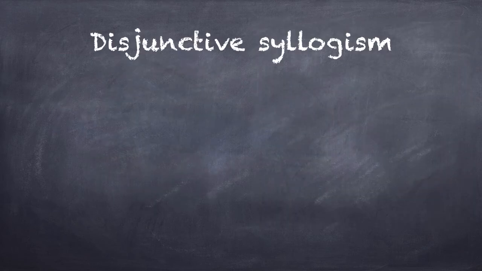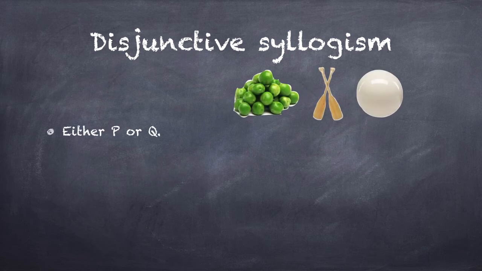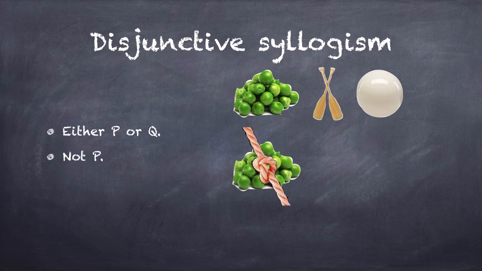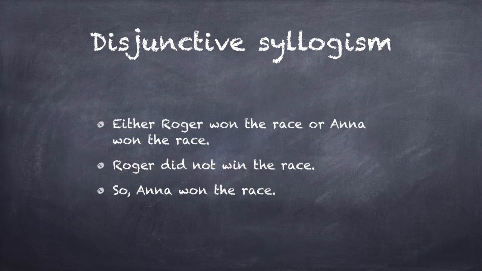The form of disjunctive syllogism is easy enough to understand. The first step is our disjunction. We have our P's, or, and a Q ball for P or Q. The next step is to negate one of the disjuncts. This time I chose P, but it could just as easily have been Q. We infer the other disjunct. Here is disjunctive syllogism in action.